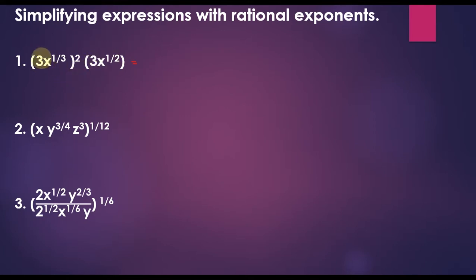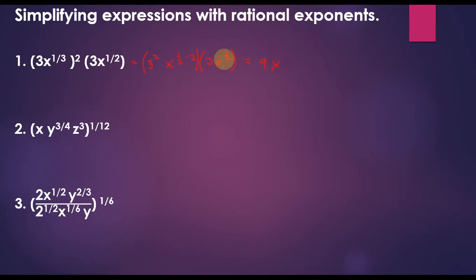3 has an exponent 1. So 1 times 2 will give us 3 squared. Then x raised to 1/3 times 2. Next, 3x raised to 1/2 equals, now 3 squared is equal to 9.